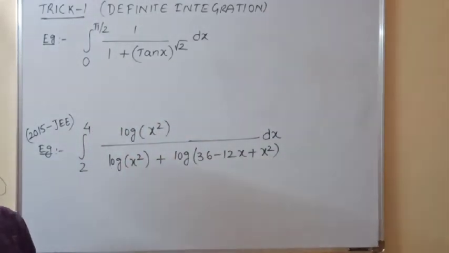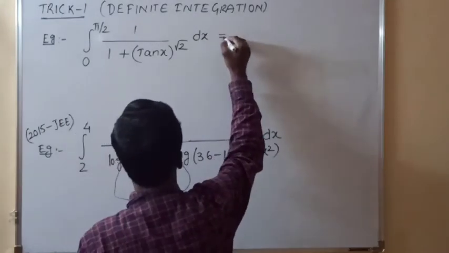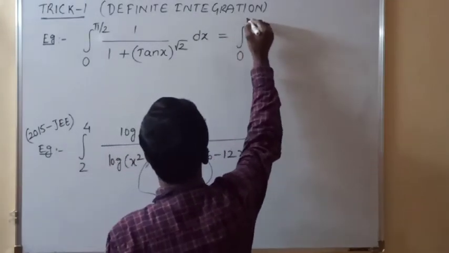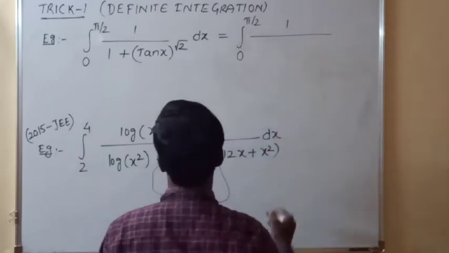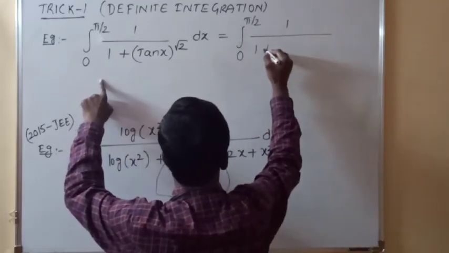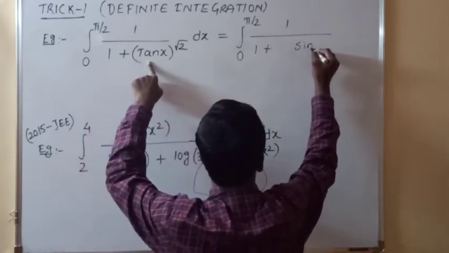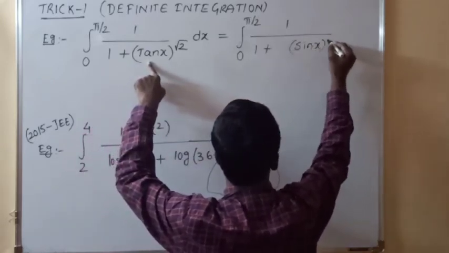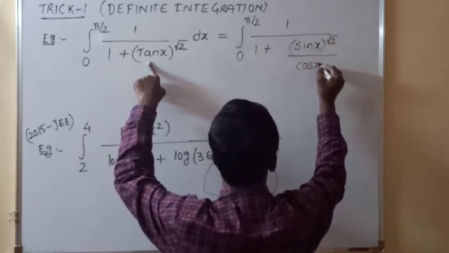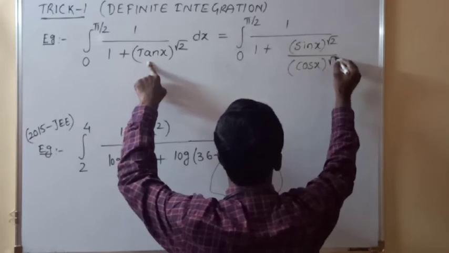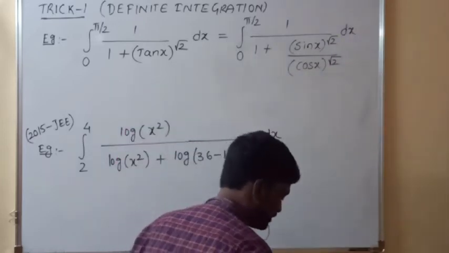To convert it into that form, we have to write tan x as sin x by cos x. Okay, writing tan x as sin x by cos x: integral 0 to pi by 2, 1 divided by 1 plus, so tan x power root 2 I am writing as sin x whole power root 2 divided by cos x whole power root 2, into dx. Okay.